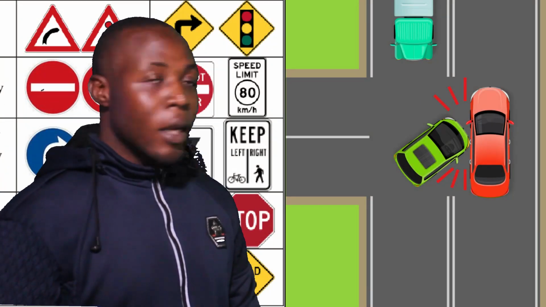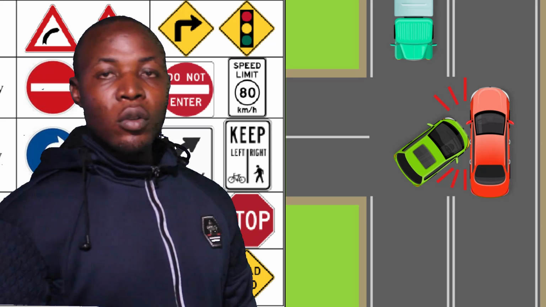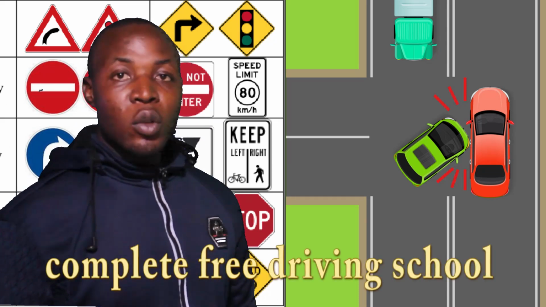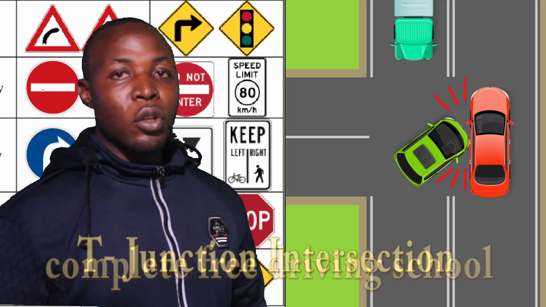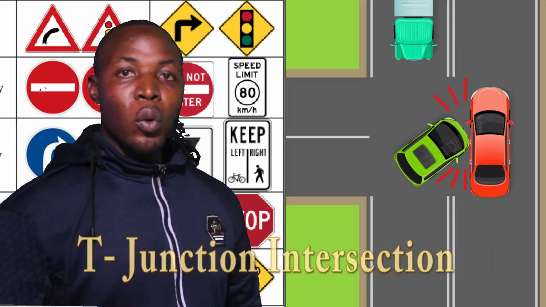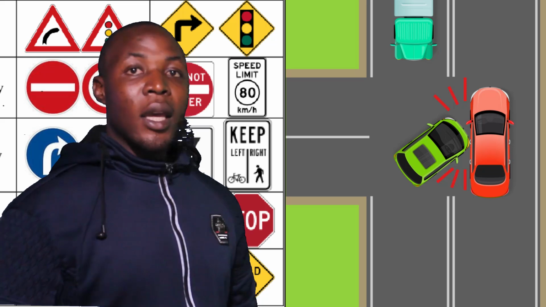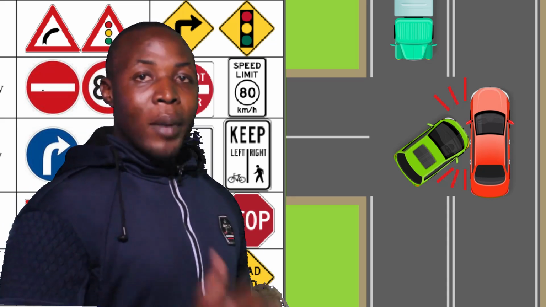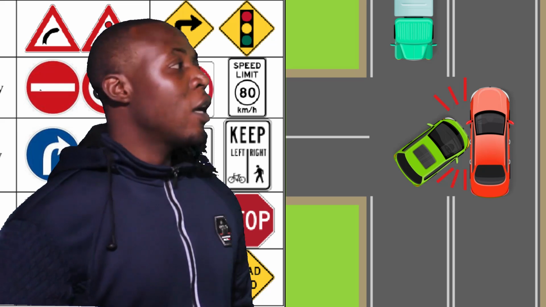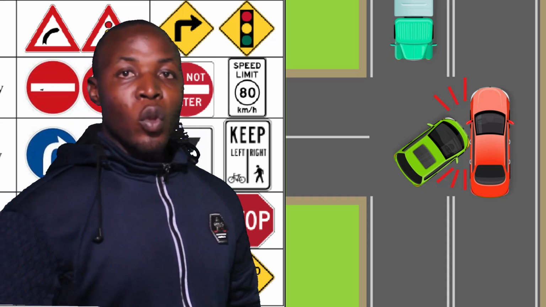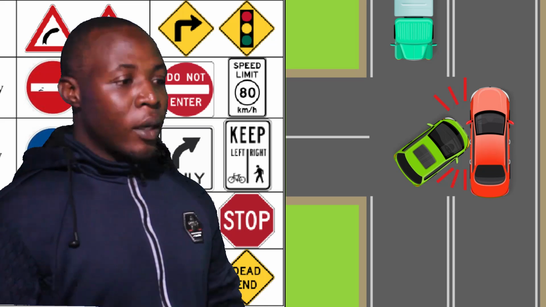So in today's lesson we want to continue from where we ended. We shall be studying what we call an intersection, or a junction. A junction or intersection is a place where at least three vehicles have to bypass each other, or three vehicles have to change direction. So in today's video we shall be talking about intersections.